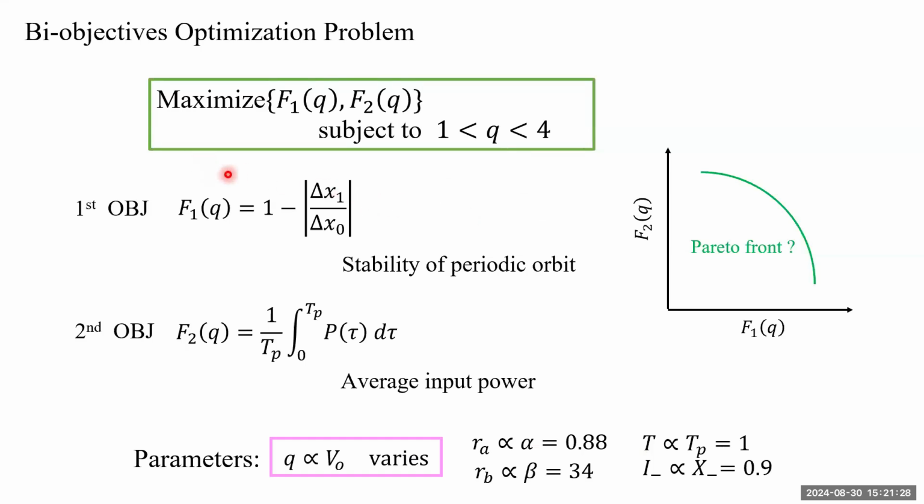Here we define the bi-objective optimization problem that maximizes F1 and F2. F1 is stability, F2 is average input power, efficiency. The parameter Q varies and the other parameters are fixed. Then we try to find the Pareto front. But we have a theoretical formula, so we can calculate the Pareto exactly. We omit the detailed calculation, but we show the result.